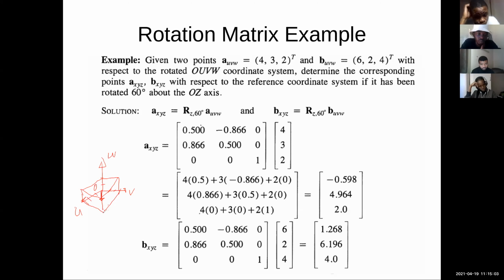There. Okay. So this is 4, and this is 3, and that's 2. That's your A vector. And now your B vector will be 4. So there's a 6 and a 2. So 6 here and 2 here, like that, and 4. So it will be higher, 4. It will be like that.